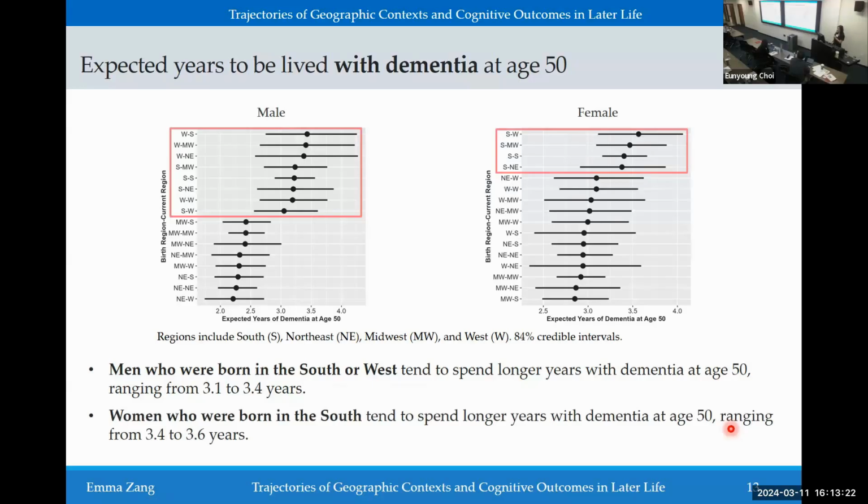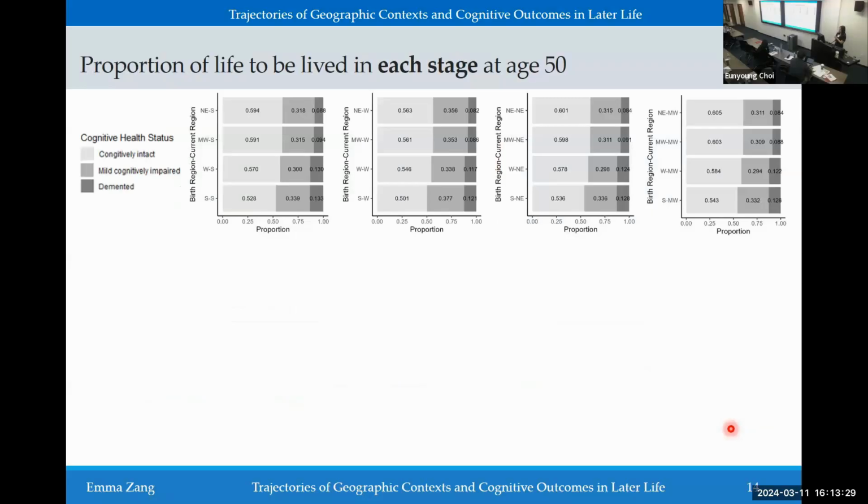Well, people may ask what if the results are affected by the regional variation in the total life expectancy? What if we calculate the proportion of life to be lived in each of the cognitive stages at age 50?